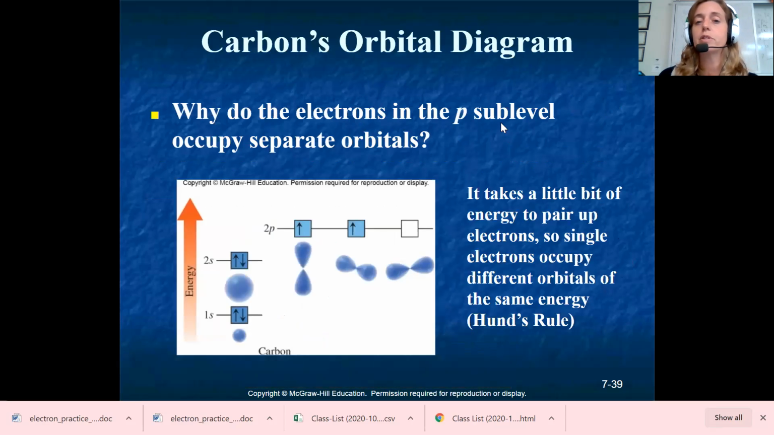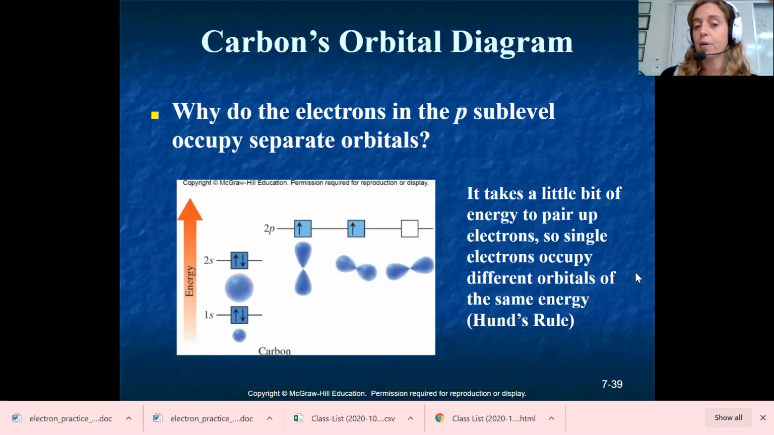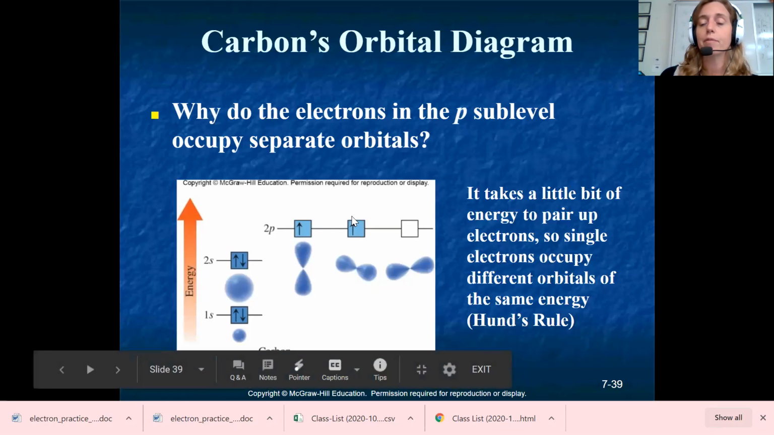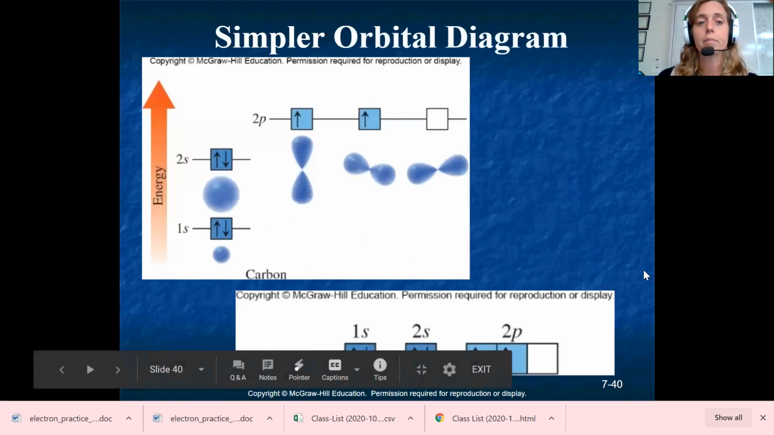Now, why do electrons in the p sublevel occupy separate orbitals? It takes a little bit of energy to pair up electrons. So single electrons occupy different orbitals of the same energy first. This is why you have to put them all going up before you can start doubling them up. All right, so here's carbon's diagram.